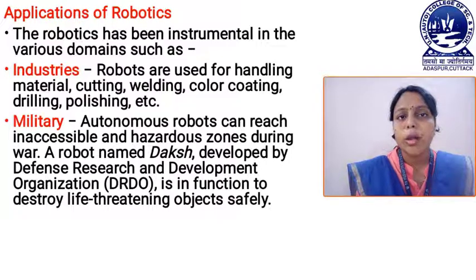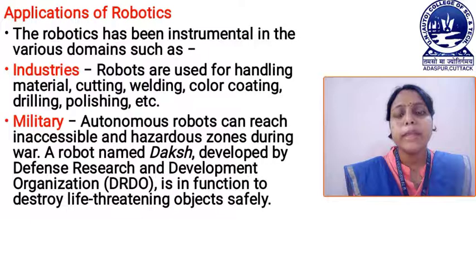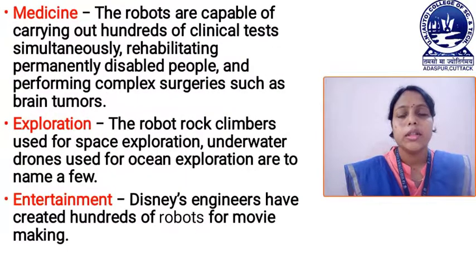Next, military. In military, autonomous robots can reach inaccessible and hazardous zones during war. That means in military we use the robot for assessing the hazardous activity. Here a robot named DAKSH, developed by the Defence Research and Development Organisation, that is DRDO, is in function to destroy life-threatening objects safely.